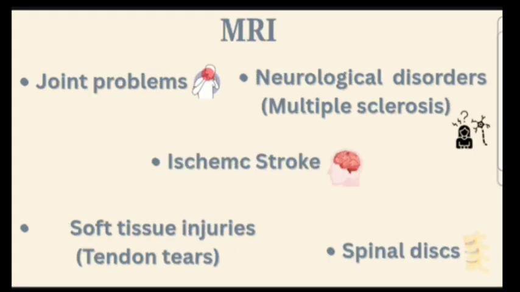The third type is MRI. It produces highly detailed images of the body, especially of soft tissues. So, when do we use MRI? First, joint problems and pain that need detailed soft tissue evaluation, and also in tendon tears or ligament damage.